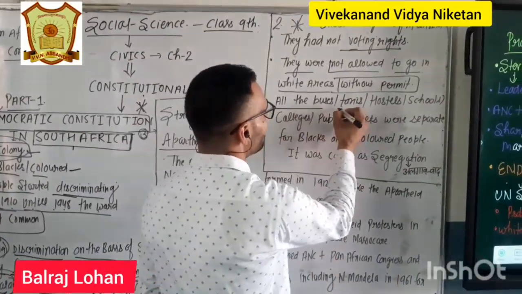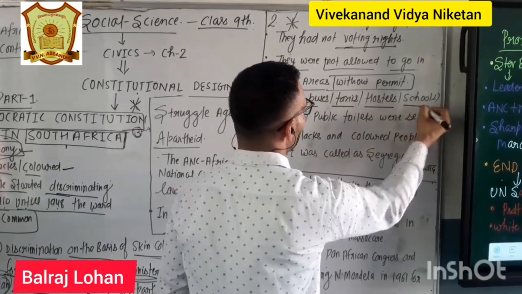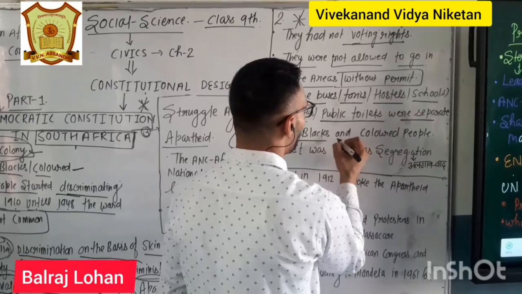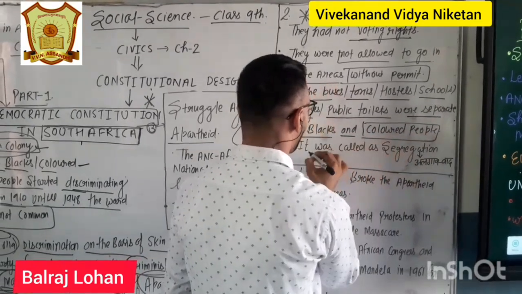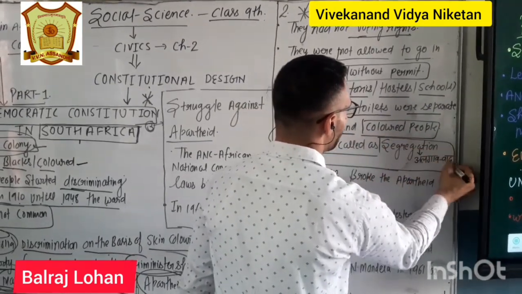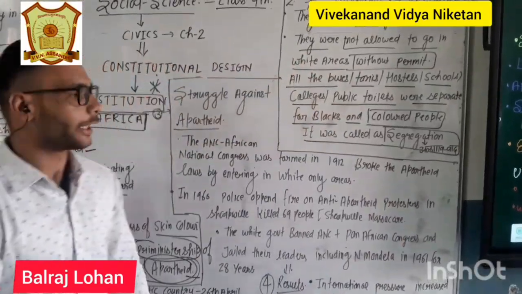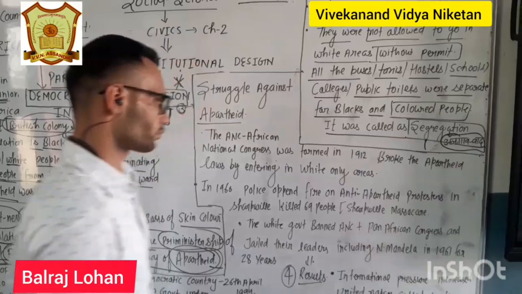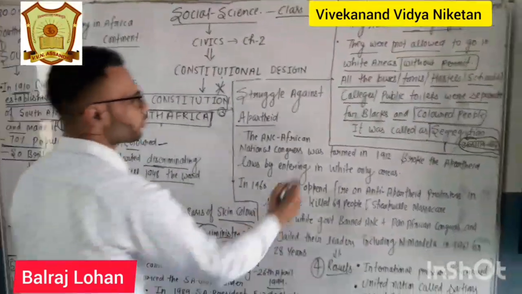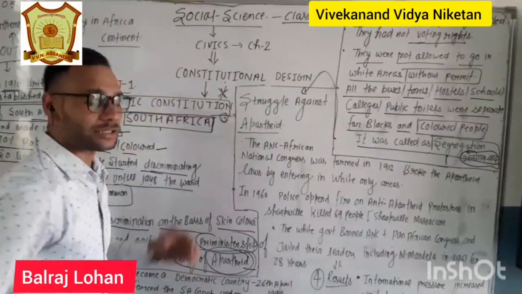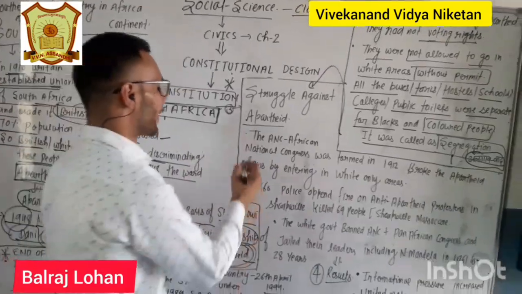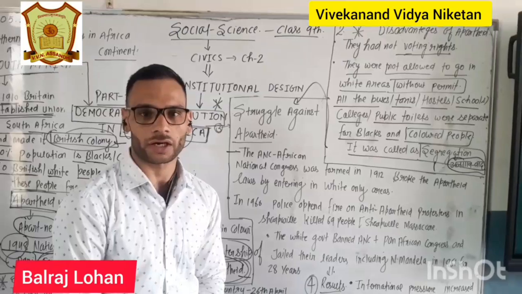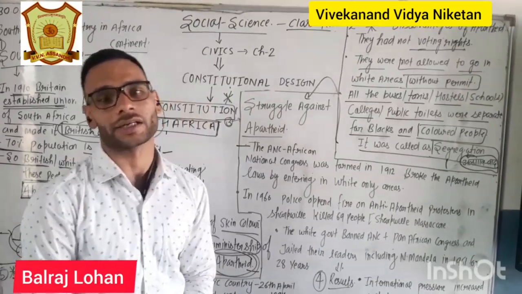All the buses, taxis, hostels, schools, colleges, and public toilets were separate for blacks and colored people, and it was called segregation. So who struggled against this system in South Africa? The struggle started when the ANC was formed. The ANC was an umbrella organization in South Africa, called the African National Congress.